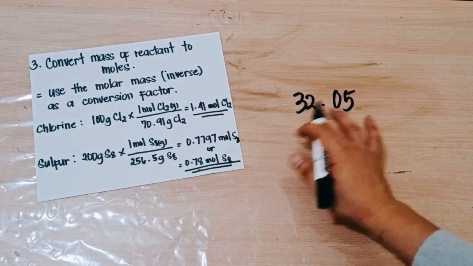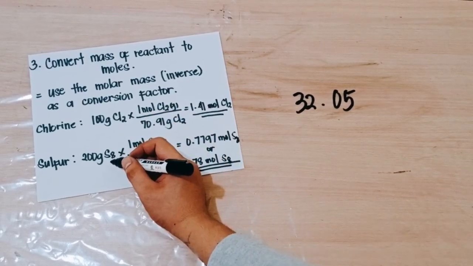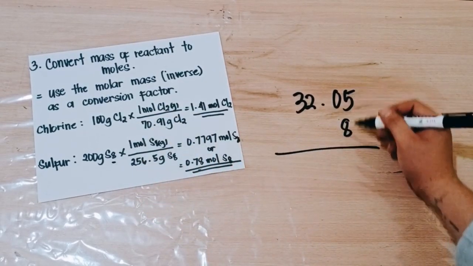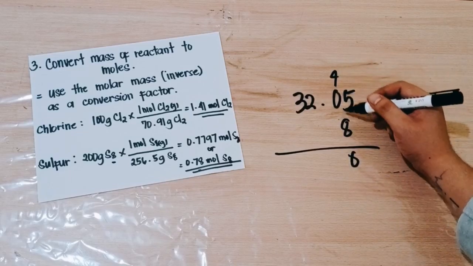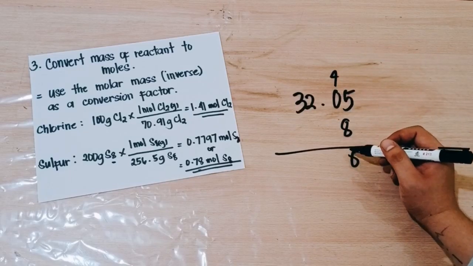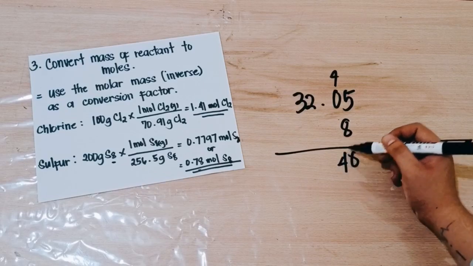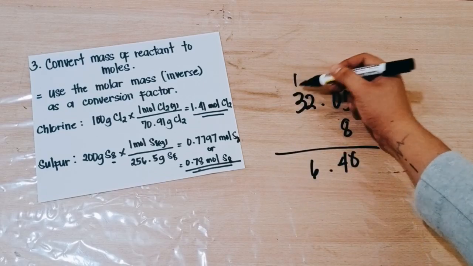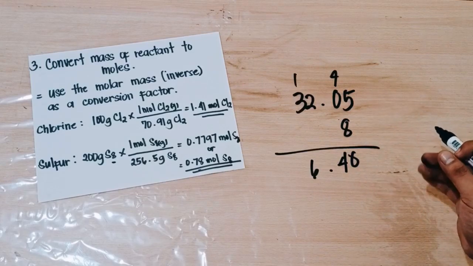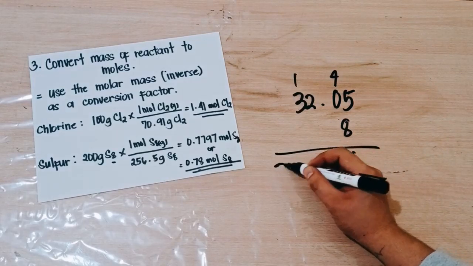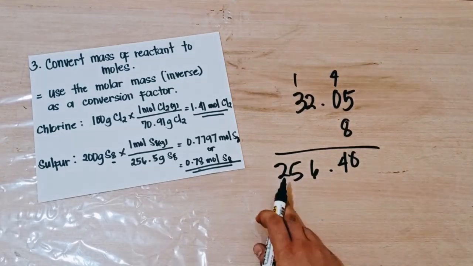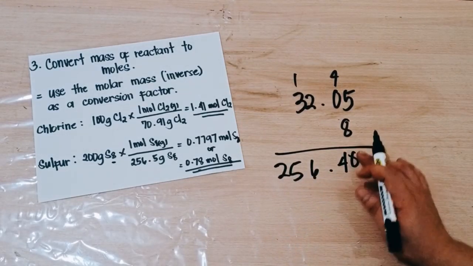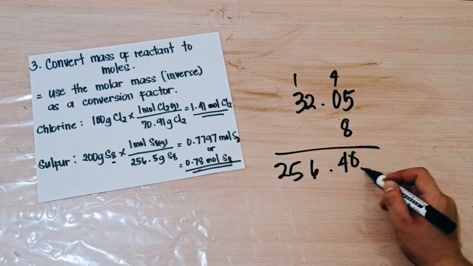Itatimes mo saan? Ilang sulfur yung binigay? We have 8. So, itatimes mo lang yan ng 8. So, 40, 0, 4, tapos 16, 1, 3, 6, 9, 5, 8, 16, 24, plus 1, 3, 25. So, we have 256.40 or 5 converted na to, kasi may mga susunod pa ditong number.